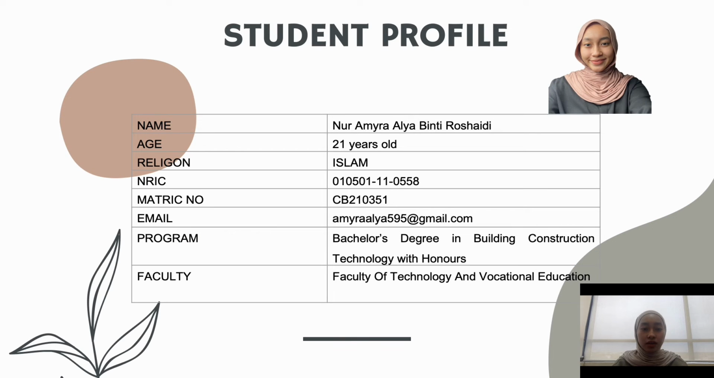Right, so basically this is my student profile. My name is Amira binti Roshaidi and I am 21 years old. My metric number is CB210351 and my program is Bachelor Degree in Building Construction Technology with Honours. And my faculty is Faculty of Technology and Vocational Education. So basically this is my student profile.